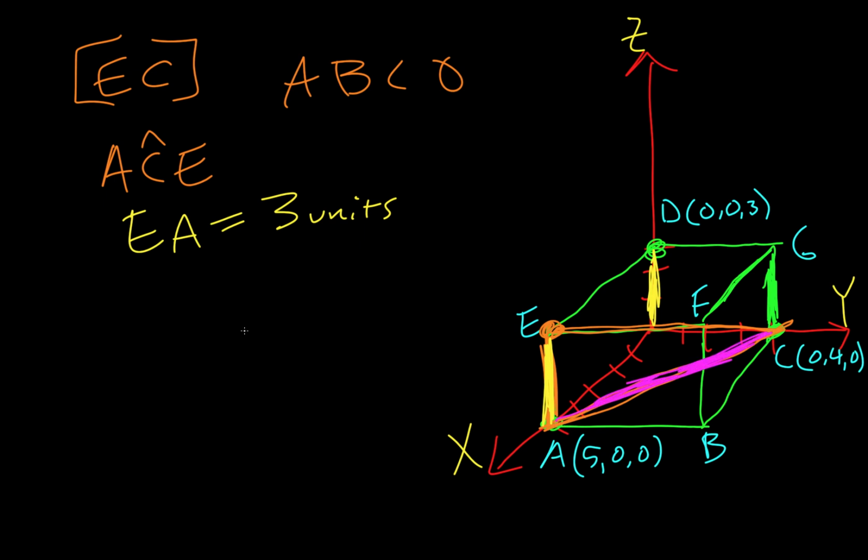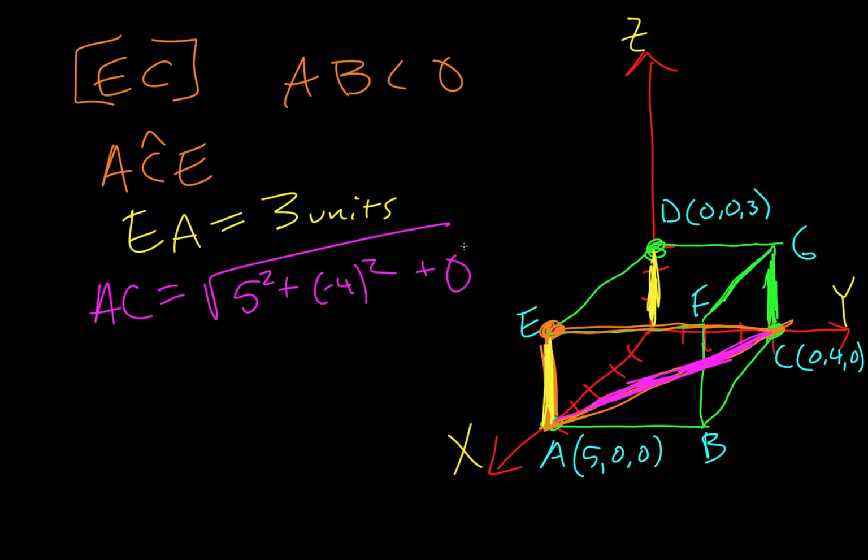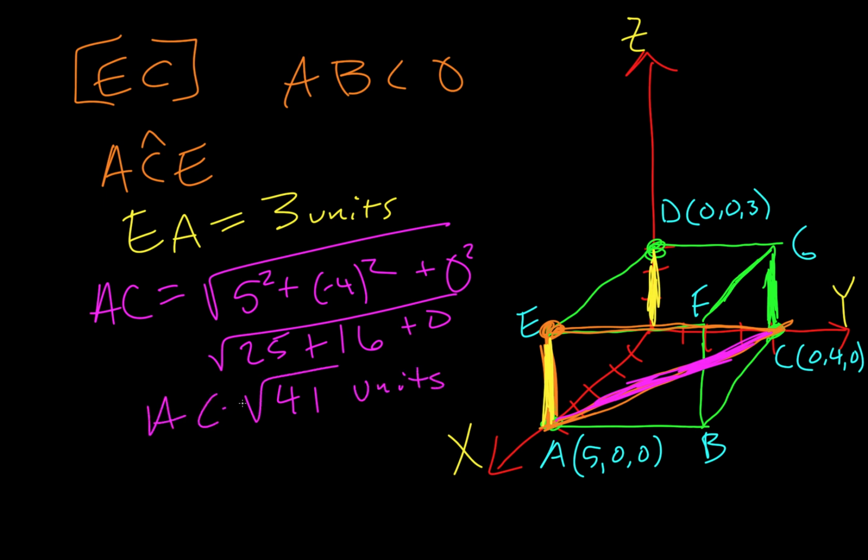If we want to do AC, we can use the distance formula. So we're just going to take the difference. I'm going to do A minus C. So 5 minus 0 is just 5. Then 0 minus 4, negative 4. 0 minus 0 is 0. So we do that. It's 25 plus 16 plus 0. So that's going to be the square root of 41 units. So AC is that length.